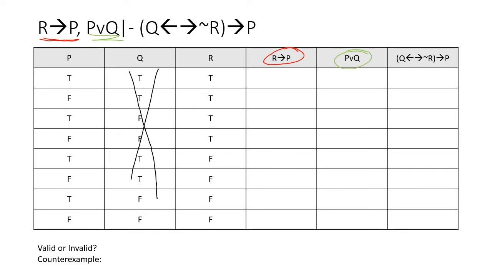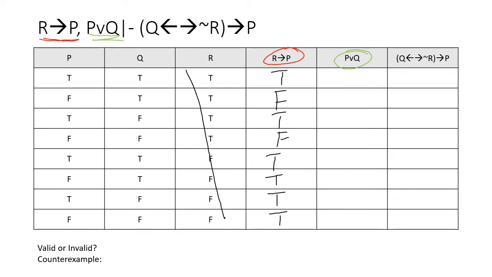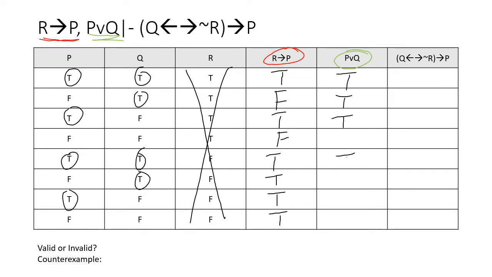So R arrow P, remember that this R is our left side, so we gotta check it as the antecedent. So wherever it's false, it's true. And then our P is our consequent, so we're looking for wherever it's true. And in those situations, it's gonna be true. And the other situations, it's gonna be false. Looking at the next one, P or Q, where's P true, where's Q true. In those situations, those are going to be true. The other ones are going to be false.